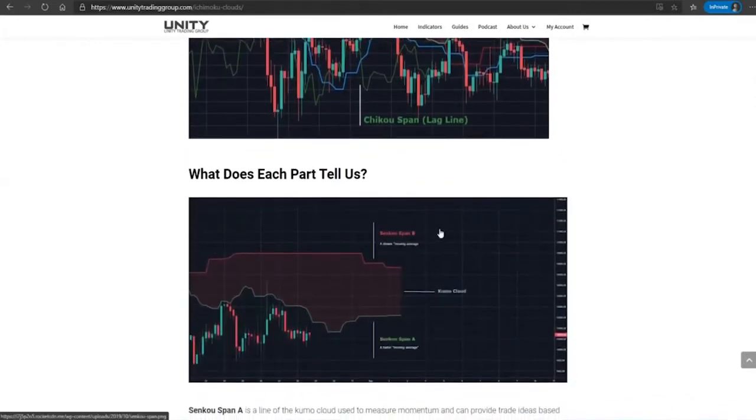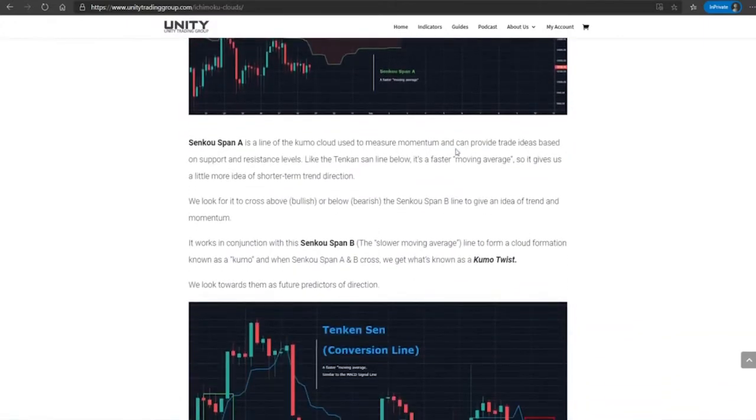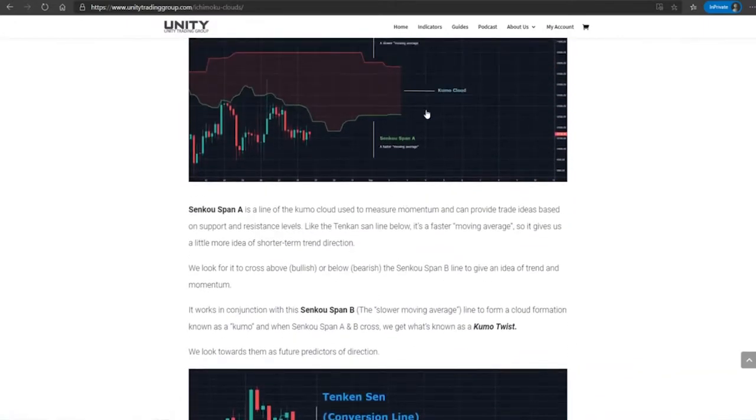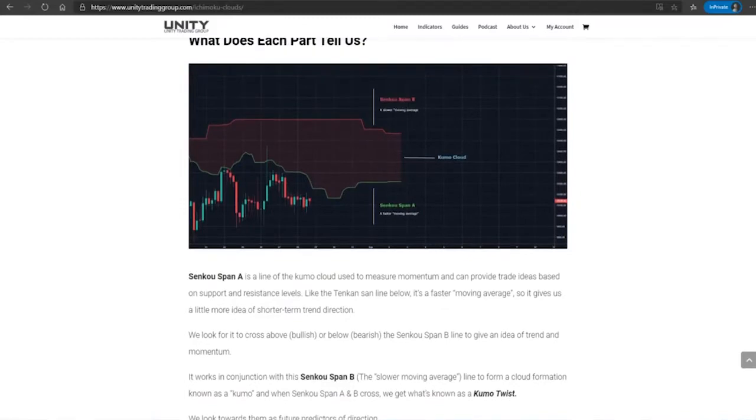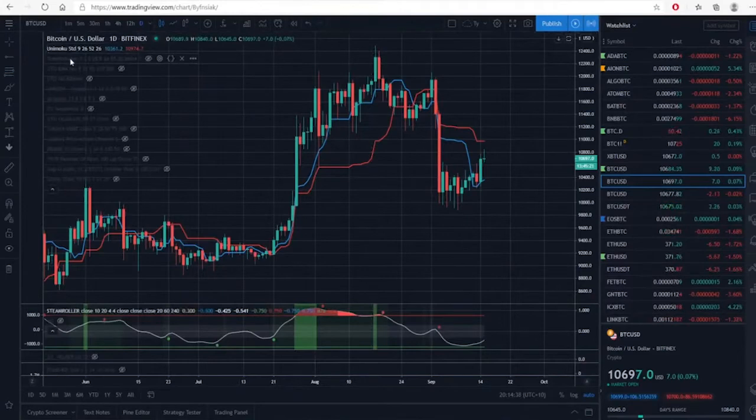Now let's have a look at, I guess, arguably the most famous part of the Ichimoku indicator, being our cloud A and cloud B. Let's just call it that. Again, they act very similarly to each of these in the sense that they're kind of like moving averages because one is faster reacting than the other.